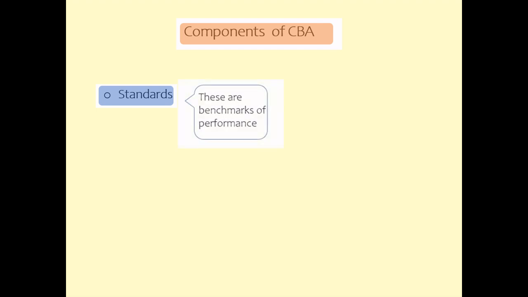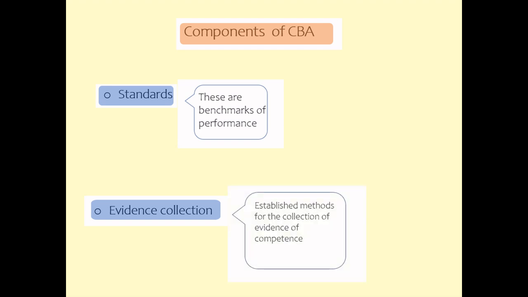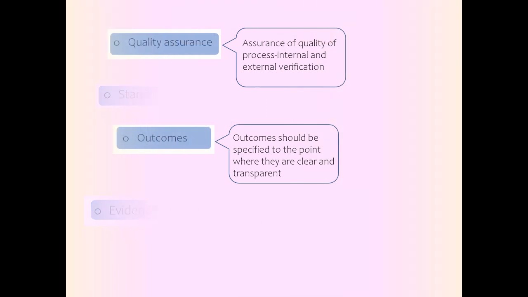So what are the components of CBA? Number 1, there must be standards. These are the benchmarks of performance. Then there must be evidence collection. What does that mean? It means established methods for the collection of evidence of competence. Then the quality assurance. Assurance of quality of process, internal and external verification. And of course, there must be outcomes. Outcomes should be specified to the point where they are clear and transparent.